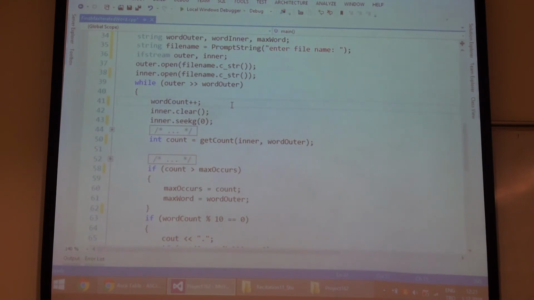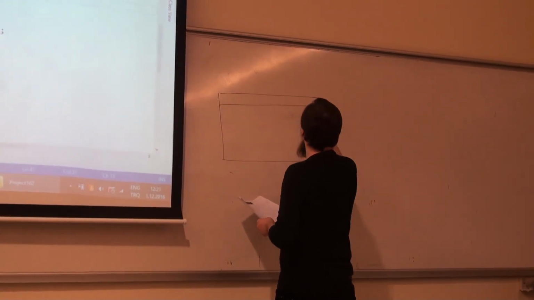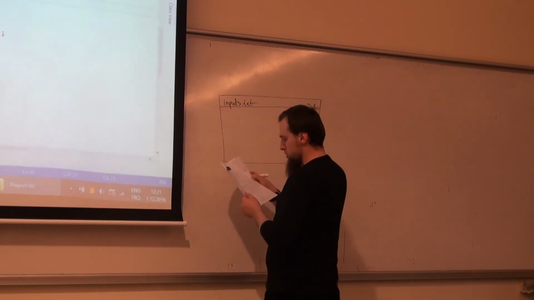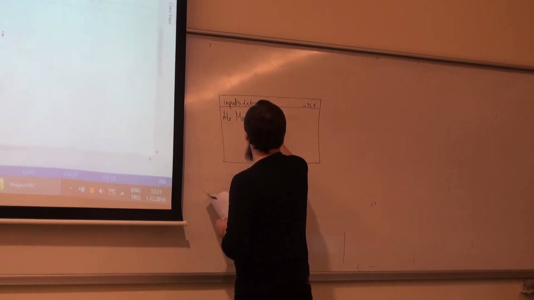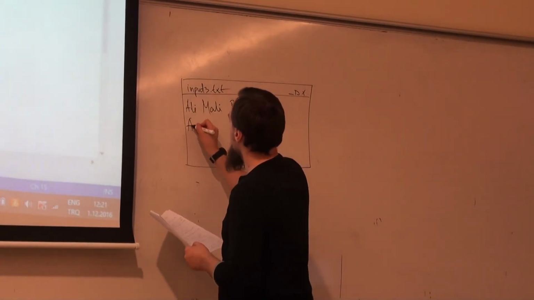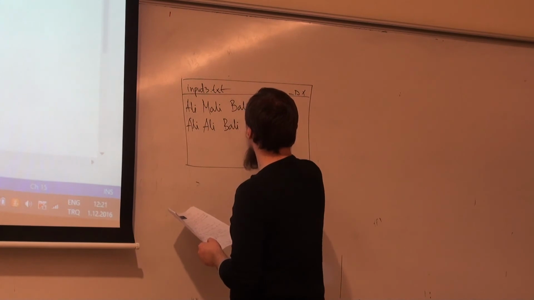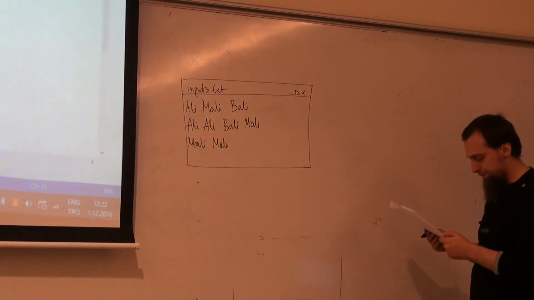I'm going to do some pseudo-compiler stuff. Let's say these are my files. I'm not going to use the file that we already saw. This is my file, and let's say that its name is input3.txt. So the content of the file is: first line, Ali, Mali, Bali; second line, Ali, Ali again, Bali; and third line, Mali and Mali. Okay, so this is my file, input3.txt.